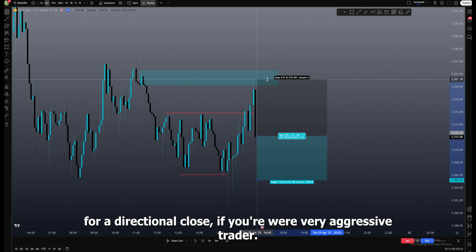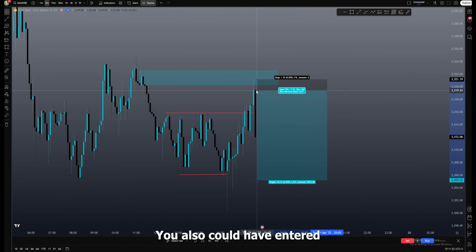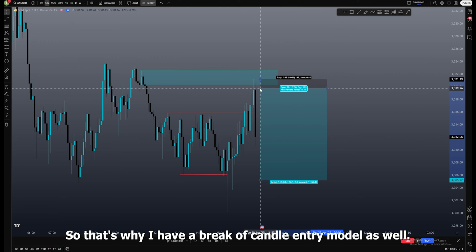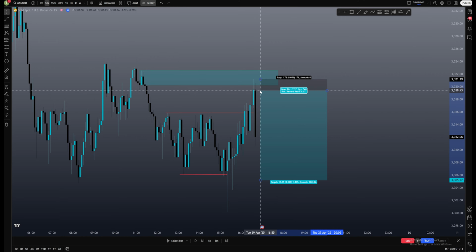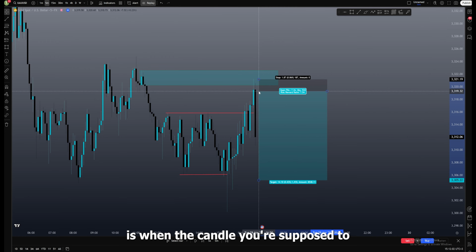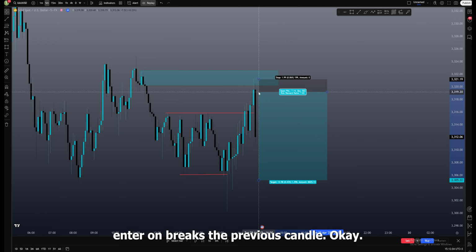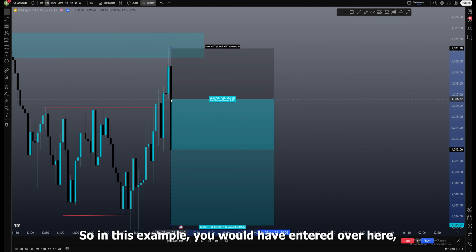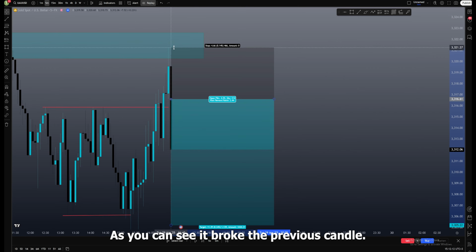If you were a very aggressive trader, you also could have entered a flip entry, but as you can see, it didn't really come that deep inside the zone. So that's why I have a break of candle entry model as well. A break of candle is when the candle you're supposed to enter on breaks the previous candle. In this example, you would have entered over here. As you can see, it broke the previous candle.